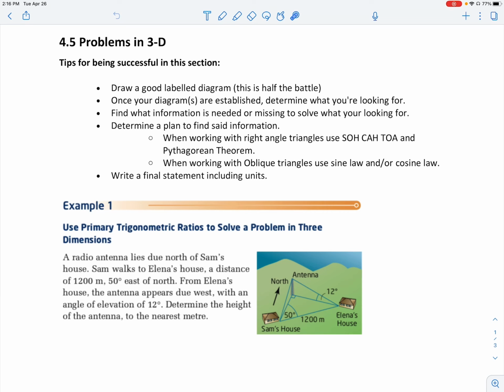So once your diagram is established, determine what you're looking for in the question. Maybe go back, reread it, and then find what information is needed or missing to solve what you're looking for. Okay, so this basically means come up with a plan. Determine a plan to find the said information. When working with right angle triangles, use SOHCAHTOA and Pythagorean theorem. And if you have oblique triangles, then just use sine law or cosine law. Lastly, just write a final statement, include your units.